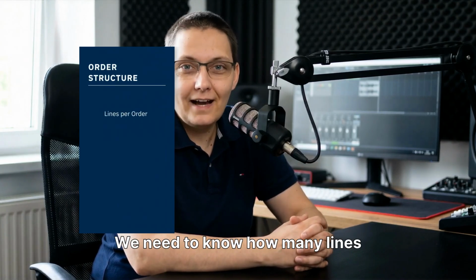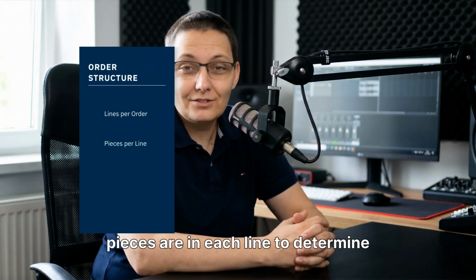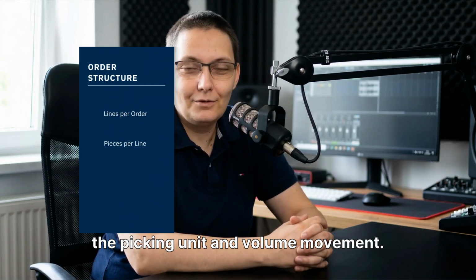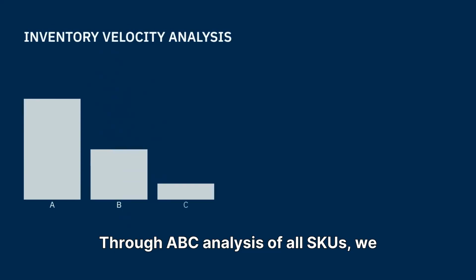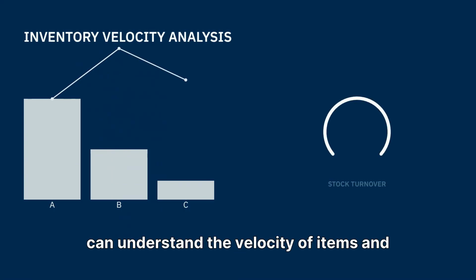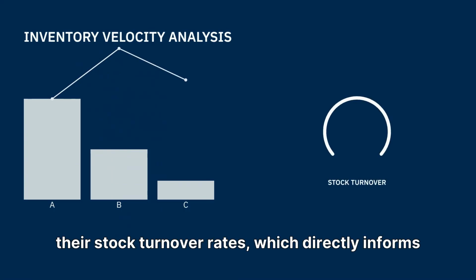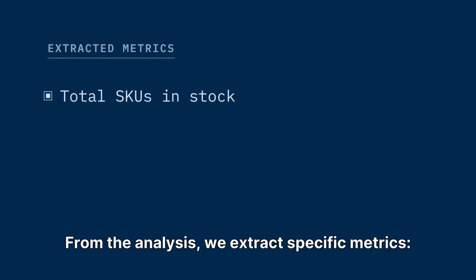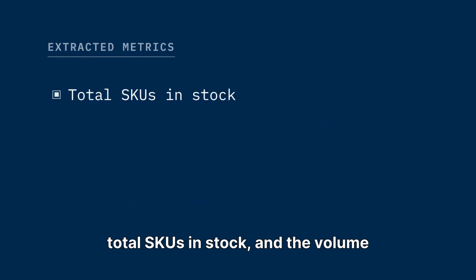We need to know how many lines are in an order and how many pieces are in each line to determine the picking unit and volume movement. Through ABC analysis of all SKUs, we can understand the velocity of items and their stock turnover rates, which directly informs the storage strategy.